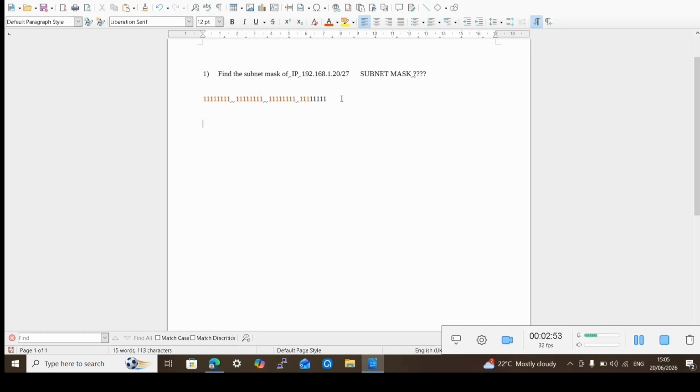If you want to write them in binary now, let me now write it in binary. Remember we need 27 ones, then 1, 2, 3. This is 27, and the remaining 5 will be 0 because the total will be 32. The total is 32 bits. So if 27 belong to the network, which we write as ones, we have 5 remaining for the host, making it a total of 32.